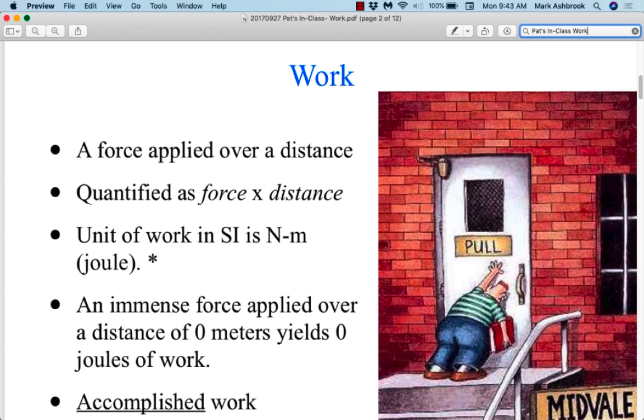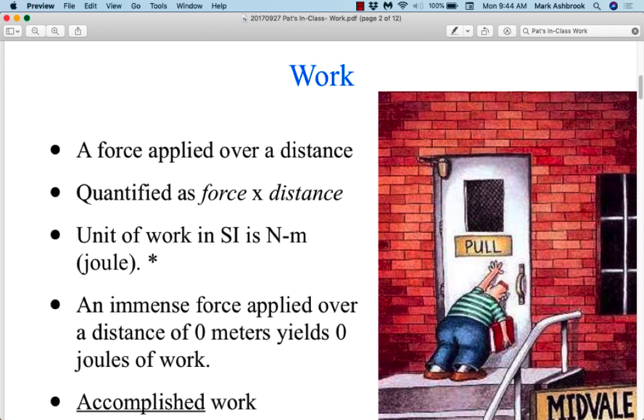So work is defined as a force applied over a distance, okay? And it's quantified as force times distance. So in metric units, it's Newton meters, right? Force is in newtons, distance is in meters. So that's not minus, that's multiplication. Newton meters are joules. One Newton meter is 1 joule, and this is the unit for work.